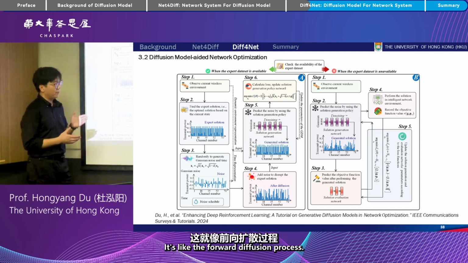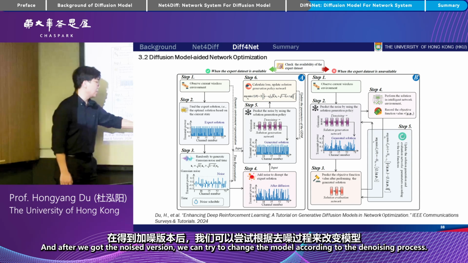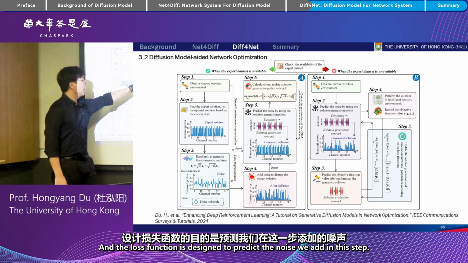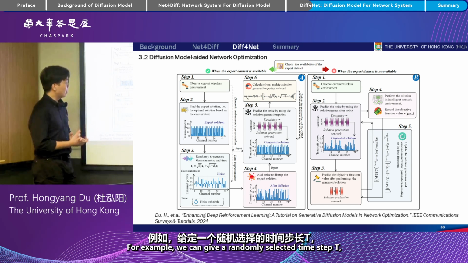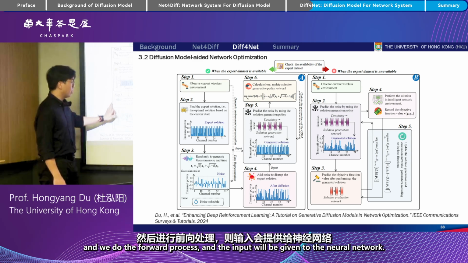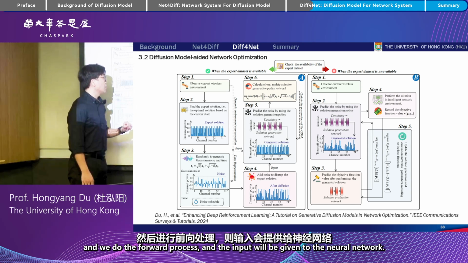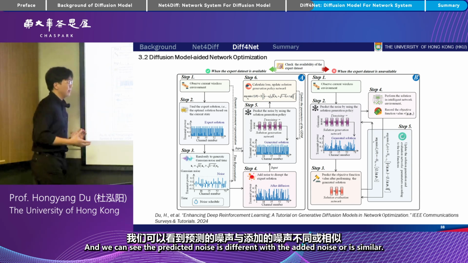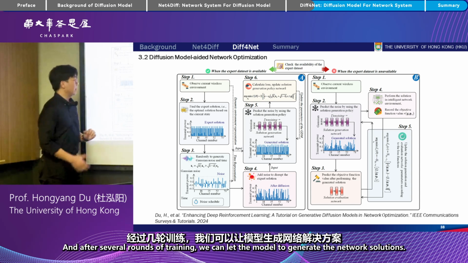It's like the forward diffusion process. And after we get the noisy version, we can try to train the model according to the denoising process. And the loss function is designed to predict the noise we add in this step. For example, we can give a randomly selected time step t, and we do the forward process. And the input will be given to the neural network, and we can see whether the predicted noise is different from the added noise or is similar. And after several rounds of training, we can let the model generate the network solutions.